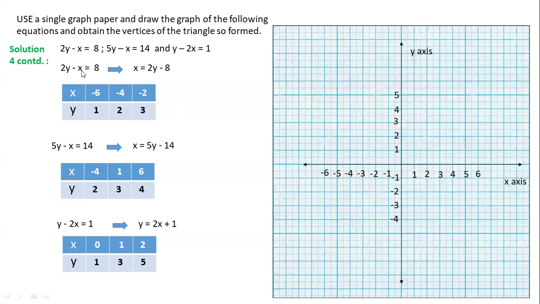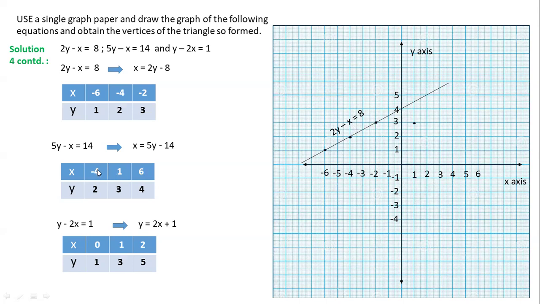Now, first one. Minus 6, 1. Minus 6 and y is 1 positive. So it should be here. Clear? Minus 4, 2 should be here. Minus 2, 3 should be here. Clear? So these are the three values for the first equation. Let us join these three and write the equation on that line. 3y minus x is equal to 8. So this is the graph of the equation 3y minus x is equal to 8.